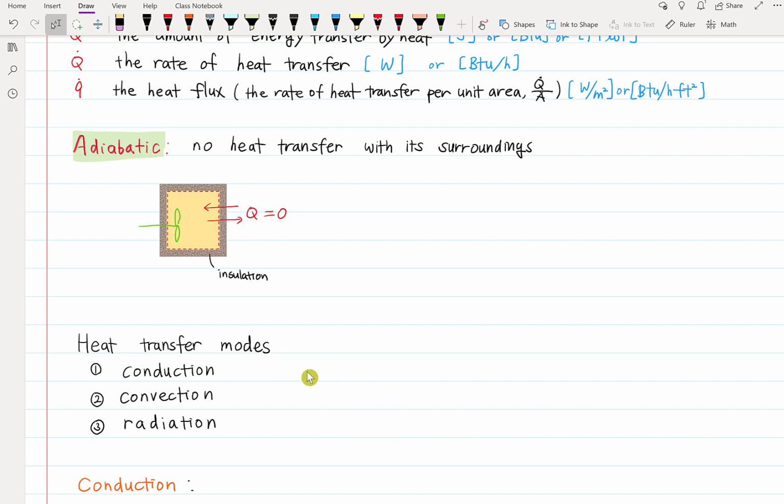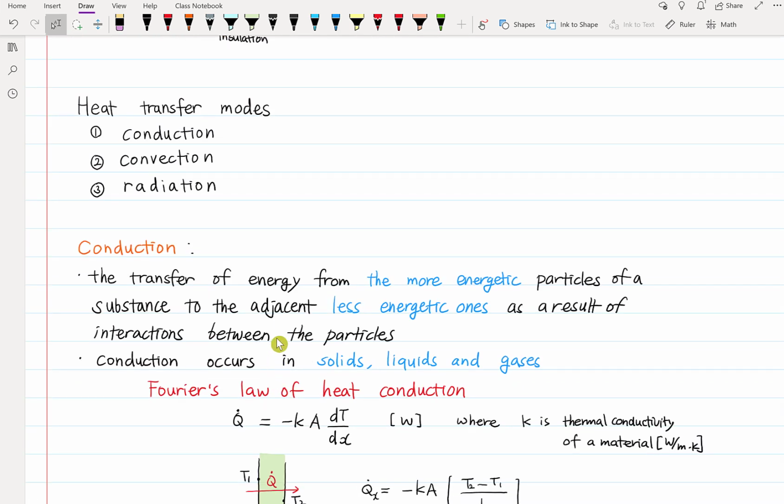Let's find out the modes of heat transfer. Heat transfer occurs because of a temperature difference, and the temperature difference is the driving force for heat transfer. So heat transfer is always from the higher temperature medium to the lower temperature medium. And the heat transfer stops when the two mediums reach the same temperature. There are three basic mechanisms of heat transfer: conduction, convection, and radiation.